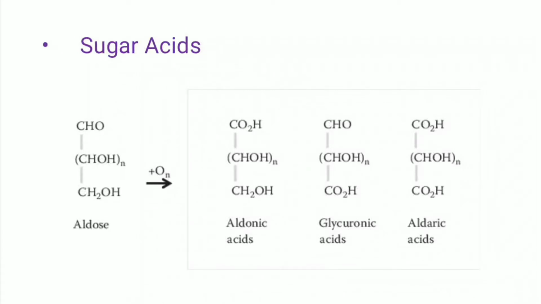Aldose is a monosaccharide which on oxidation gives aldonic acid, glycuronic acid, aldaric acid. In aldonic acid, the oxidation of the aldehyde group takes place. In aldaric acid, there is an oxidation of the aldehyde group as well as the alcohol group.